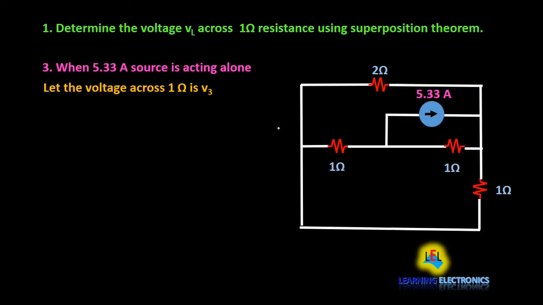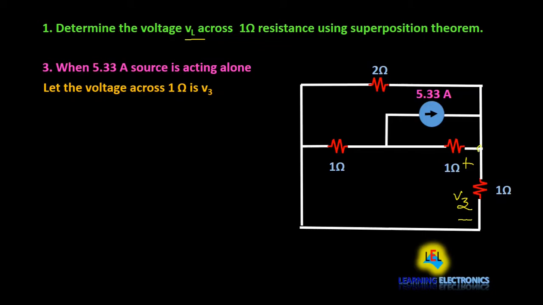So when the 5.33 ampere current source is acting alone, let the voltage across 1 ohm resistance be V3. We have to keep in mind the polarity of this voltage. It should be same as the voltage which we have to find out, that is VL.